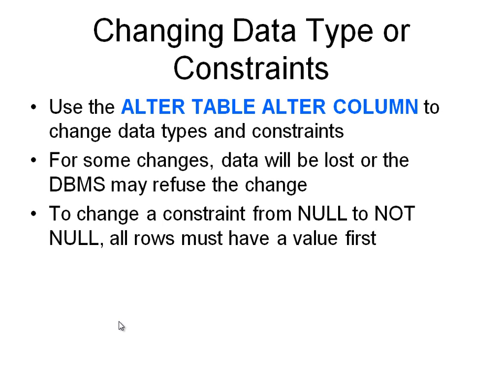To change data type or constraint, we use alter table, alter column. For some changes, data will be lost, or the database management system may actually refuse the change. To change a constraint from null to not null, all rows must have a value first. Otherwise, again, the database management system will refuse or reject the change.